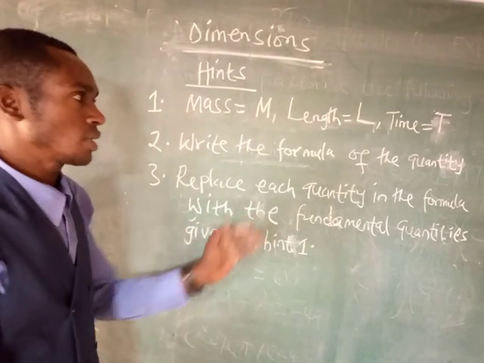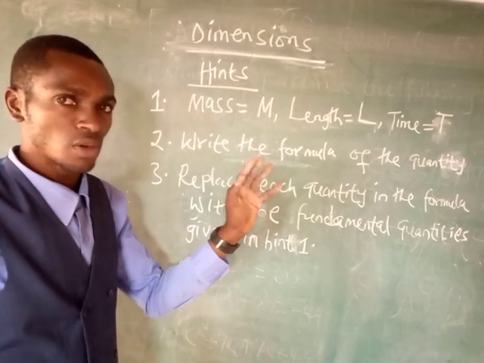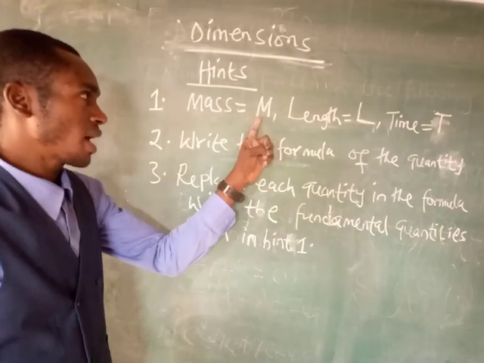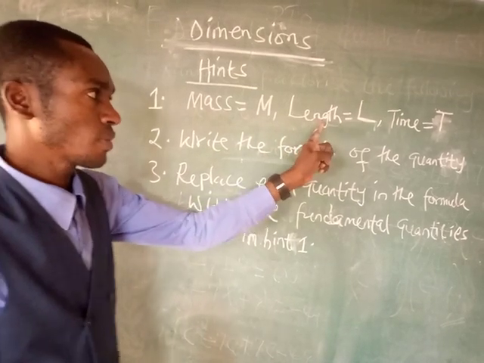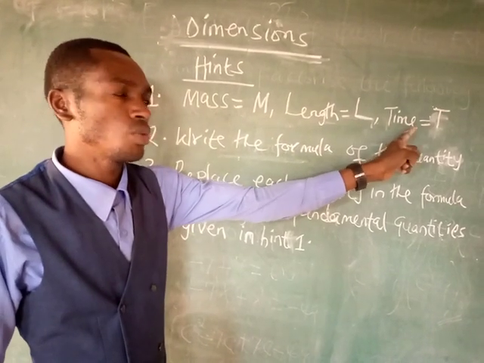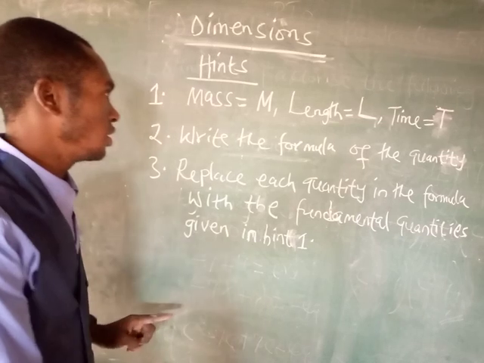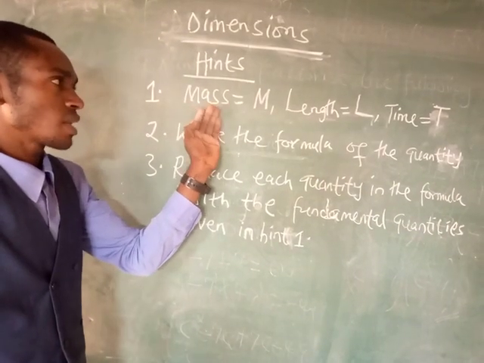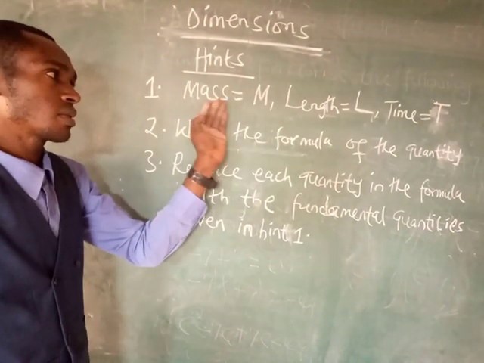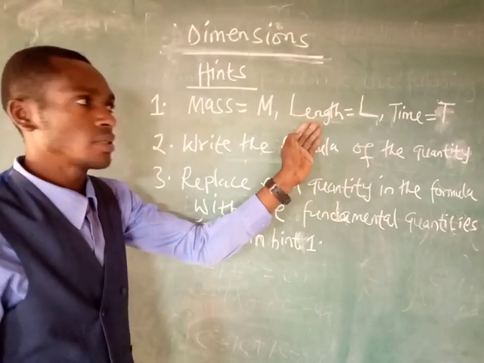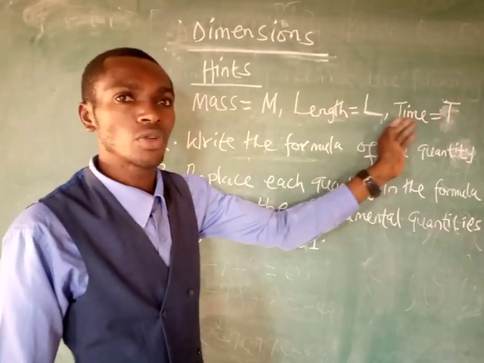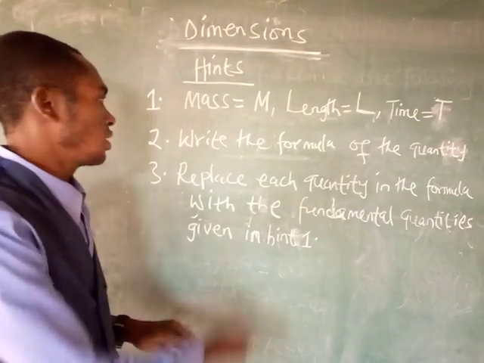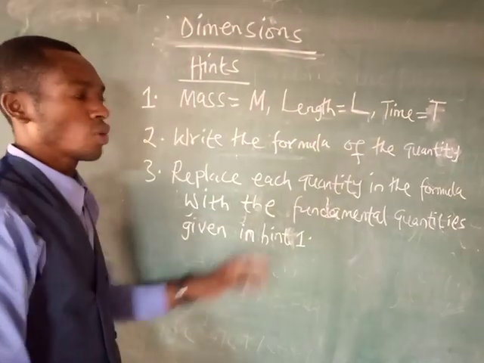Now, there are basically 3 basic fundamental quantities. One is mass, which is m, length, which is L, and time, which is T. Now, the first hint is m stands for mass, L stands for length, and T stands for time. The next hint is write the formula of the quantity.